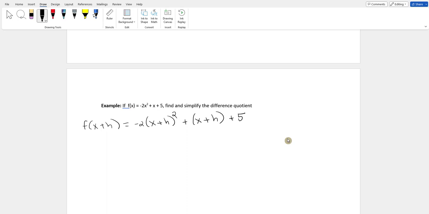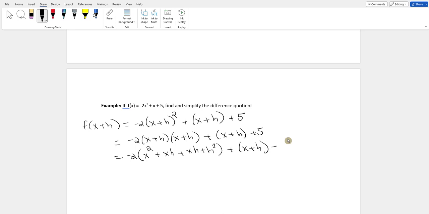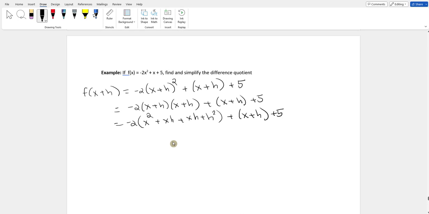So you've got to be careful when you multiply this out. We're going to take x plus h squared and FOIL this out. We get x squared plus x times h plus x times h plus h squared. We're going to combine like terms. So xh plus xh is 2xh.